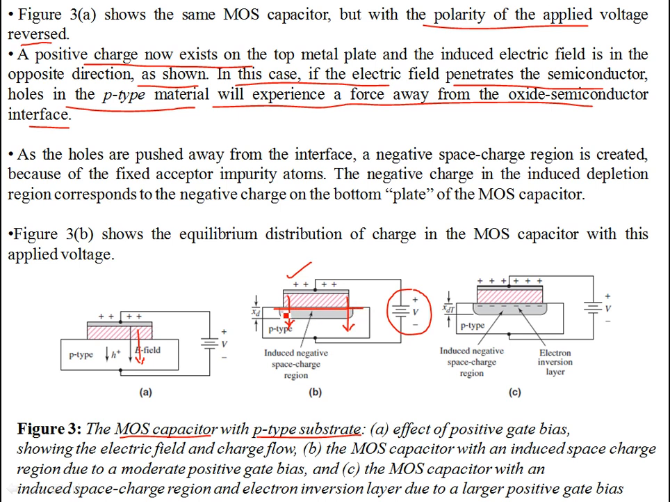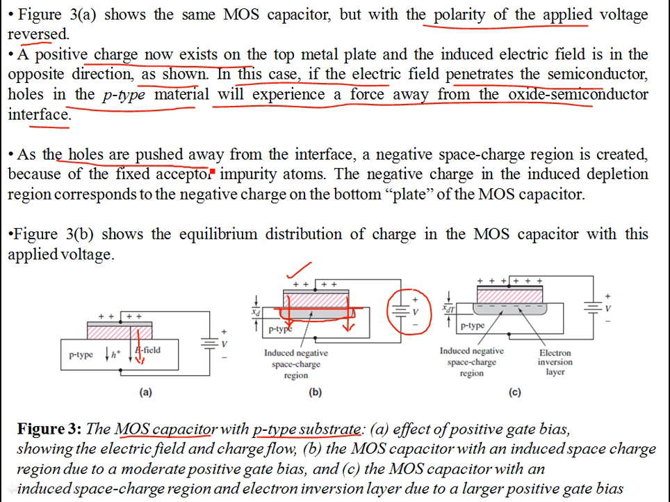At the interface, owing to, let's say, some impure atoms which can take some charges, and also due to the holes which are being pushed towards the bottom, they're going to be pushed away from the interface. You will have some depletion region, and this depletion region, which is shown in gray, is negatively charged.